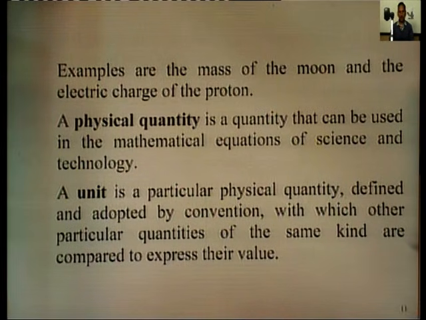Examples are the mass of the moon and the electric charge of the proton. So, a physical quantity is a quantity that can be used in the mathematical equations of science and technology. A unit is a particular physical quantity defined and adopted by convention, with which other particular quantities of the same kind are compared to express their values.